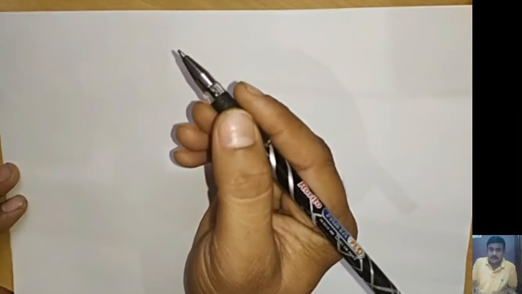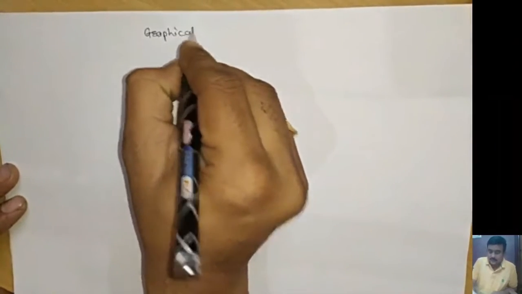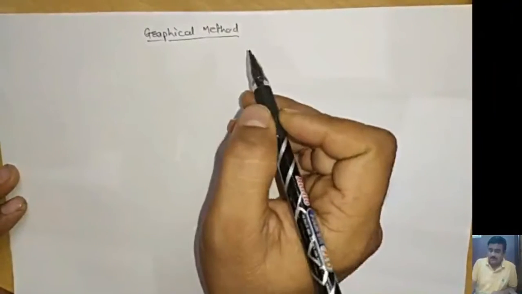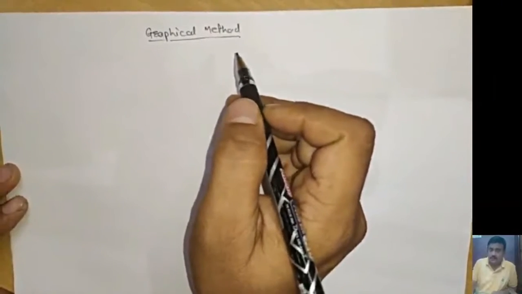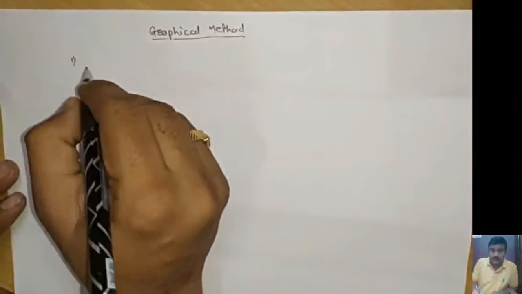Hello students, in this session we are going to learn about graphical method. Graphical method is one of the methods used to find root of the equation. In this method we find root of the given equation f of x with the help of graph. For calculating the graph, first we have to find the intervals for the given function.